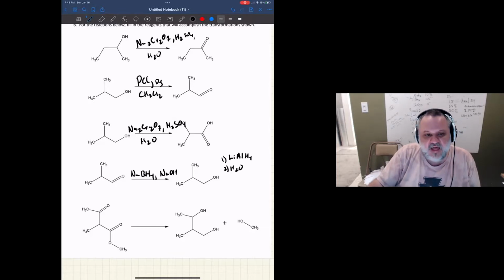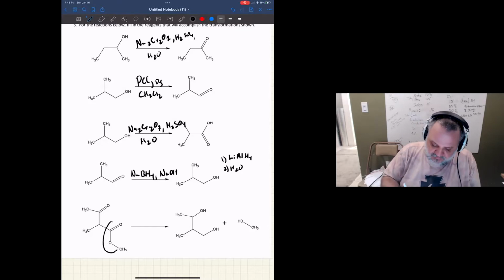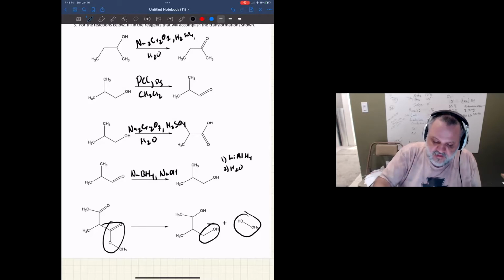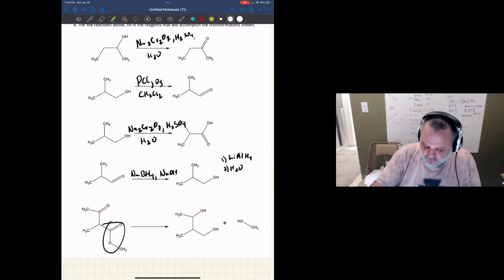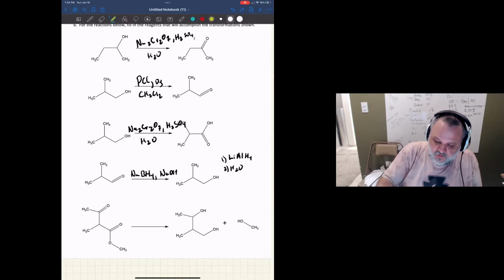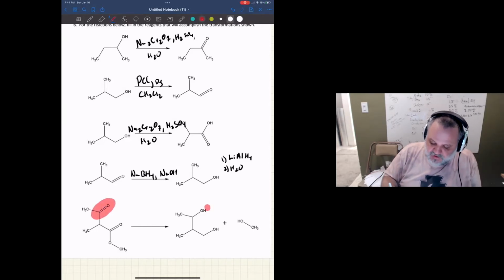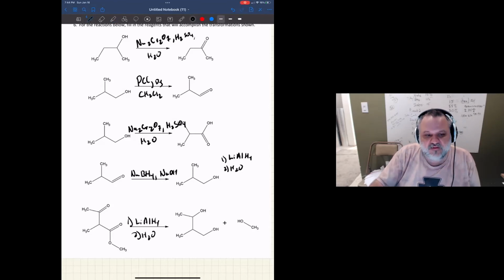Now, let's take a look at the last reaction. This is an ester, and the ester is reduced to two alcohols. But look what else has happened. I'm reducing a carbonyl group to an alcohol. If I were to use sodium borohydride, I would get a reduction happening at this location, but I would not get the reduction happening at that location. So the only correct answer for this one is the lithium aluminum hydride, followed up by water. Okay.